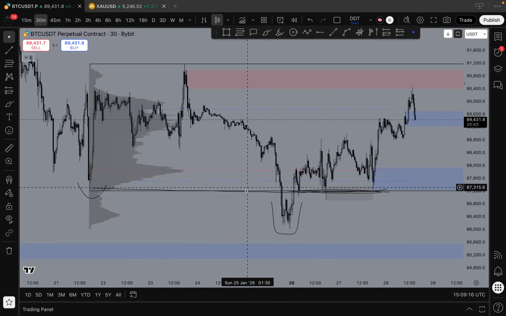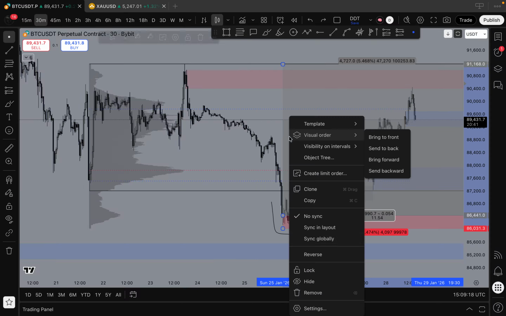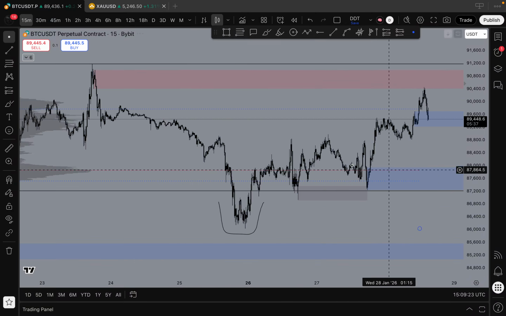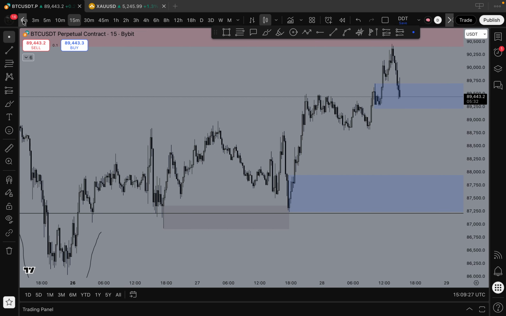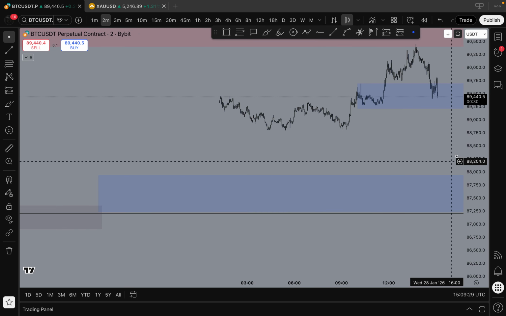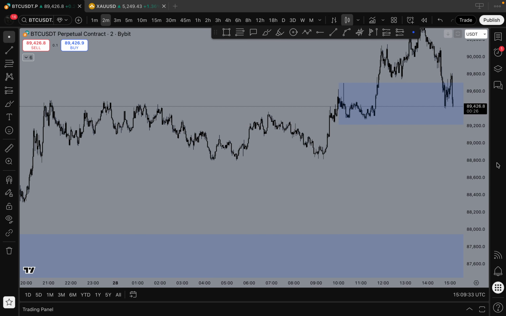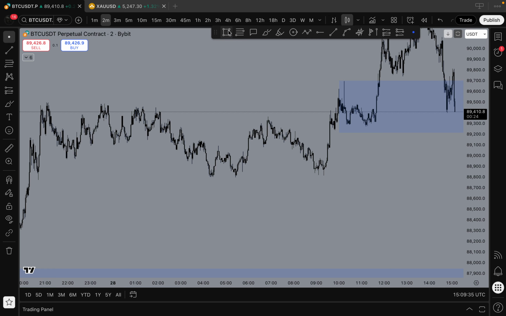And then this morning, let's delete those. Let's delete the volume profile for a moment. This morning we even had a local reaccumulation, which I shared in the Telegram group. I did not take it, or at least I missed it.